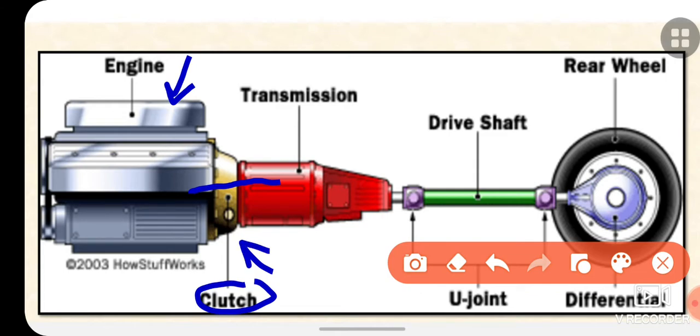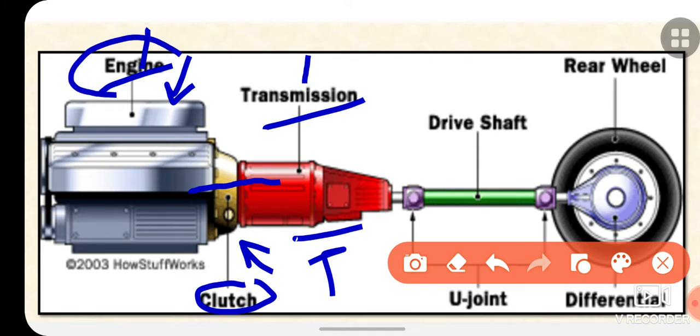Clutches are the intermediate part in between engine and the transmission system, which plays a very important role to engage and disengage in between these two. Further, this is the transmission system. Transmission system consists of the gearboxes, which develop various speed ratios, which is helpful to transmit the power developed in the engine to the various parts of an automobile.